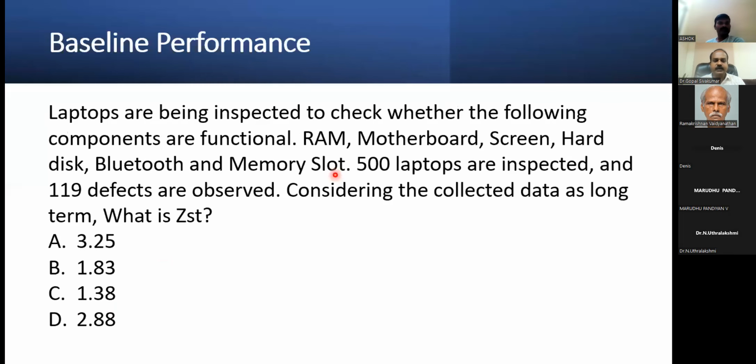Now tell me, will you be able to handle this question? Laptops are being inspected to check whether the following components are functional: RAM, motherboard, screen, hard disk, Bluetooth, memory slot. Again, opportunities is how many? 6. 500 laptops inspected, 119 defects observed.